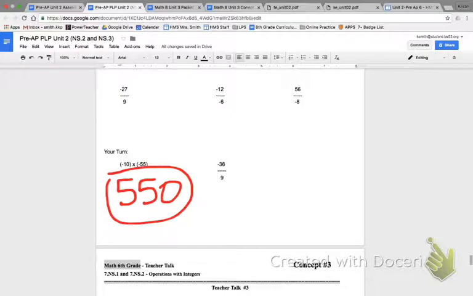On the next one, I know that 36 divided by 9 is 4. But because I have a negative divided by a positive, my answer is going to be negative 4.